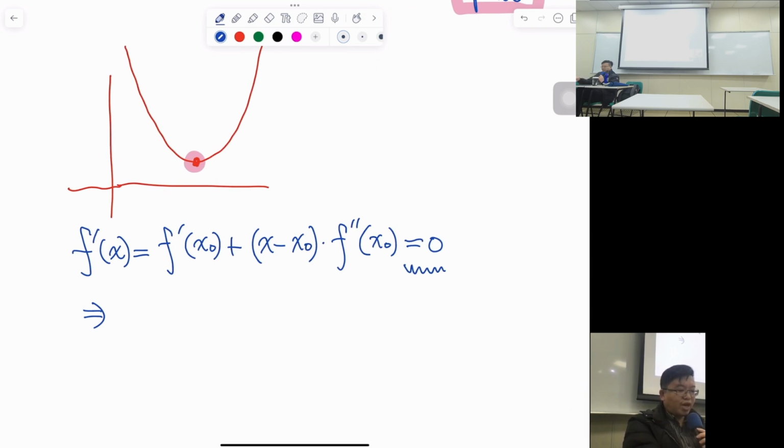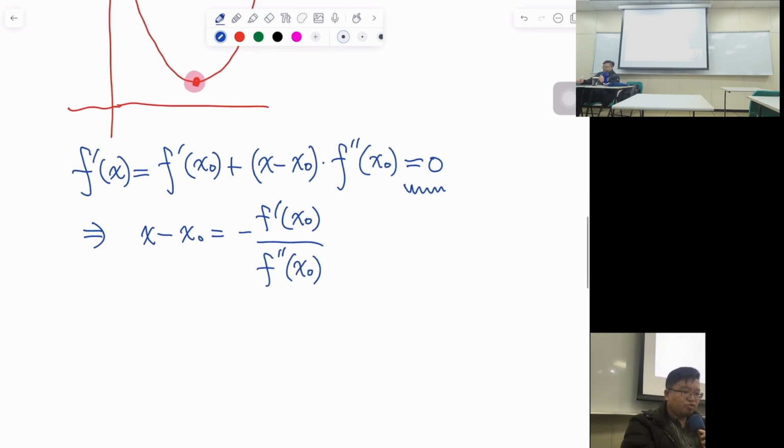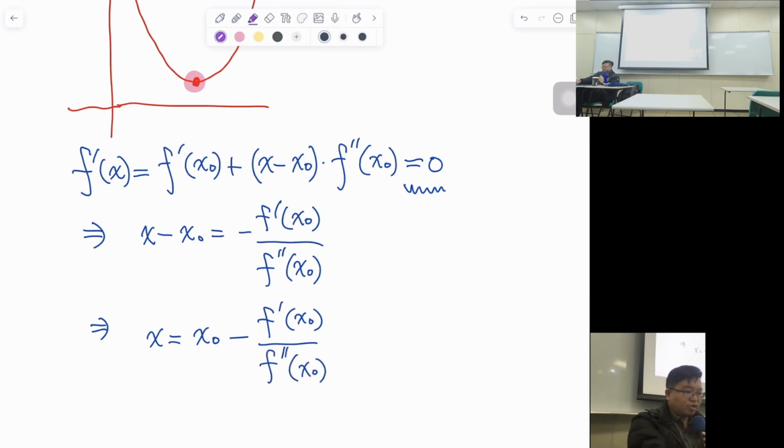You can rewrite this equation into the following. You can say x minus x0 equals negative f prime of x0 over f double prime of x0, right? So you realize x equals x0 minus f prime of x0 over f double prime of x0. You realize there's an equation.